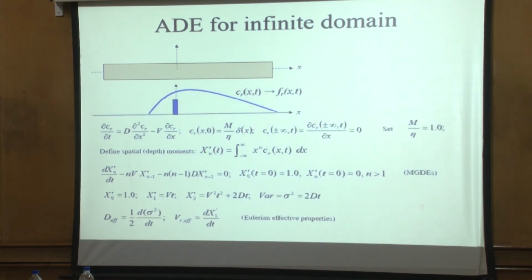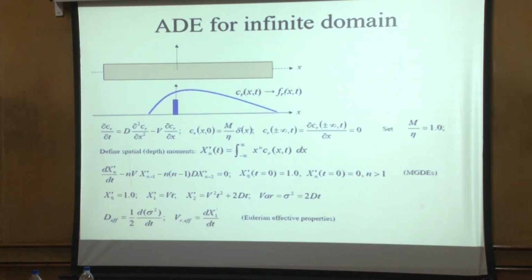But we can keep doing this. In this case, x0 prime is simply equal to 1. x1 prime, remember, the first moment is simply v times t. x2 prime is v squared t squared plus 2Dt, and therefore the variance of the spatial moments based on these is 2Dt. So what we now see is the effective velocity is simply dx1 prime dt. That will give us the velocity. What we think of as dispersion, we get by taking the derivative of the variance, sigma squared, with respect to time, which will be 2D. So D is half of this. So this is the result that you are familiar with.